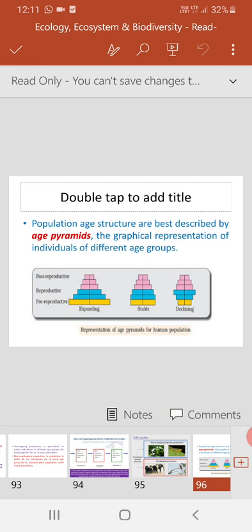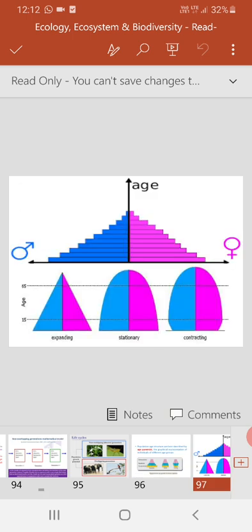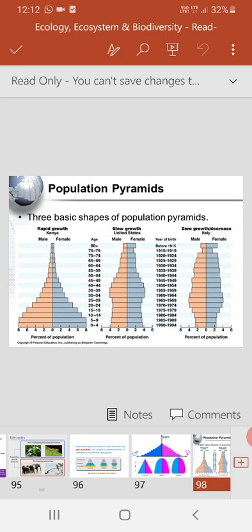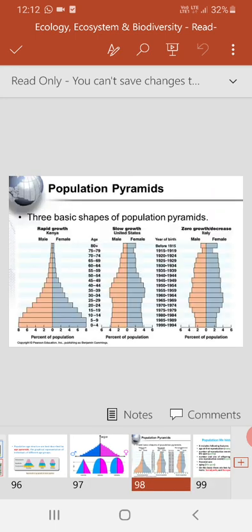So there are three different types of age pyramids. One is called the broad-based pyramid, which is called the expanding pyramid. The second one is a stable pyramid, and the third one is declining, which is called the urn-shaped pyramid. The stable one is also commonly known as the bell-shaped pyramid. So expanding, stationary, and contracting.